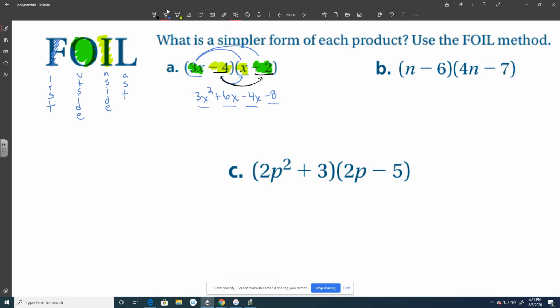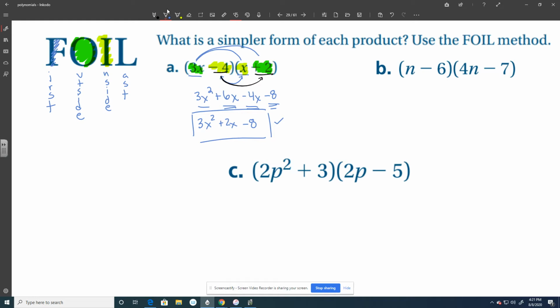And from here, all I have to do is combine like terms together. There's no other x squareds, so this is 3x squared. There's a 6x and a negative 4x. When I add those, I get 2x's, and then I'm left with a negative 8 at the end. So 3x squared plus 2x minus 8 is going to be my final answer. Okay, so first, outside, inside, last, FOIL.